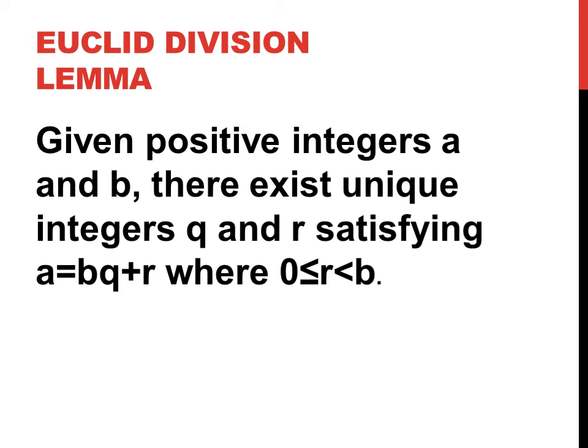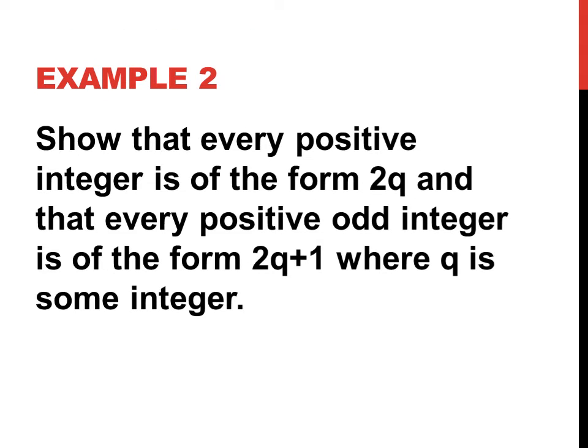Now, keeping this chapter in a very simple way and moving ahead, we are going to solve example 2. Let's see example 2 of our book. Example 2 says: show that every positive even integer is of the form 2q and that every positive odd integer is of the form 2q plus 1, where q is some integer.